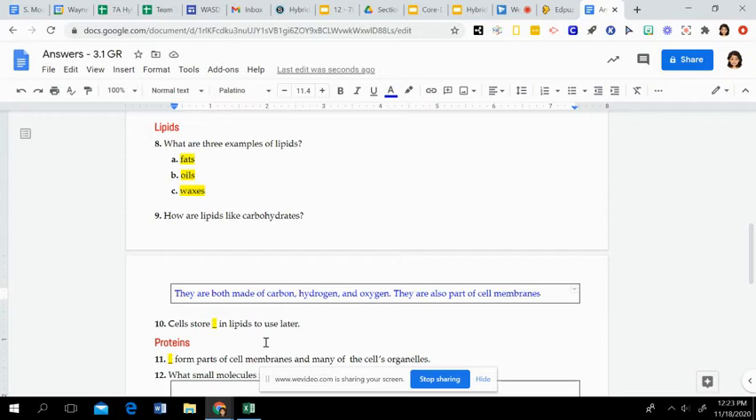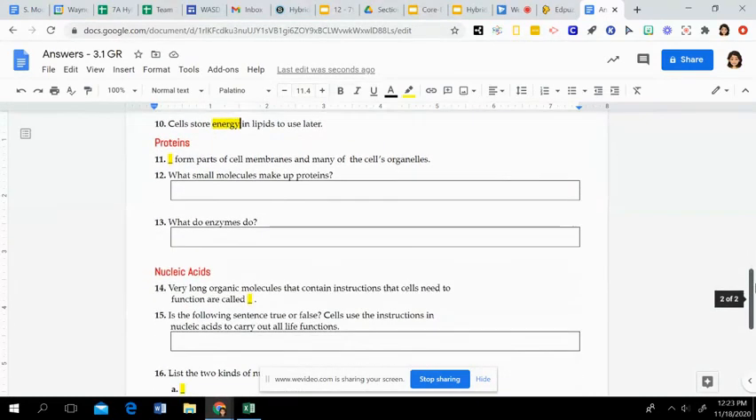Then your question, cells store what in lipids for later use? Cells store energy. You can also look back at that table as well to reference that answer and what the function is. Moving on to our proteins, question 11, you were just stating that proteins form parts of cell membranes and many of the cell's organelles. The small molecules that make up proteins are called amino acids.